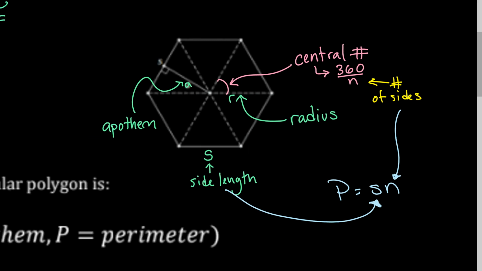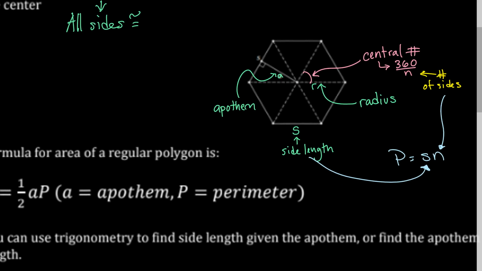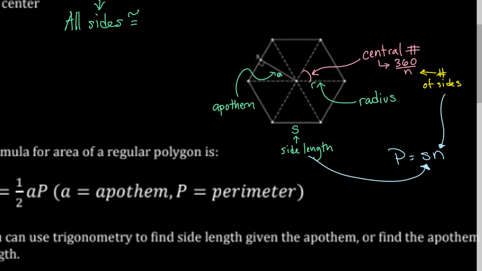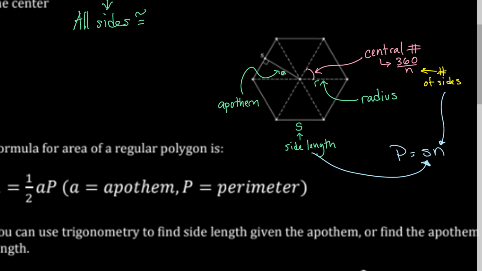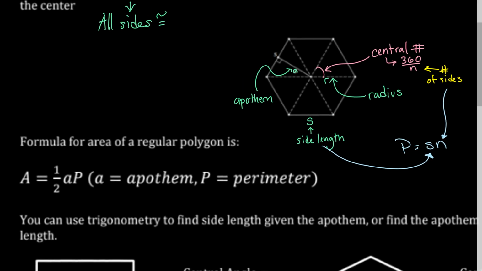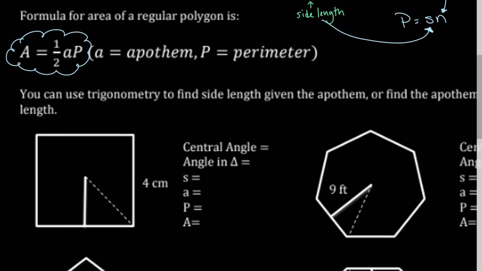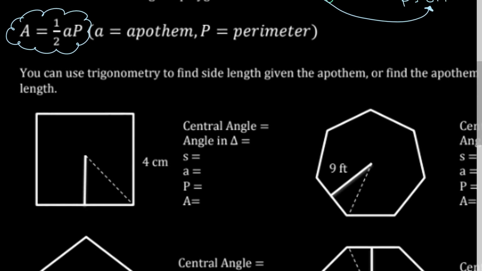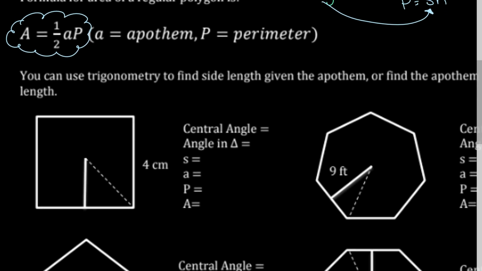All right, so really, in order to solve for any of these polygon problems, we needed to know all of that information. Because when we're finding the area of a regular polygon, our formula is 1/2 the apothem times the perimeter. This formula right here, it's very important. So let's try it. The first one is kind of easy.